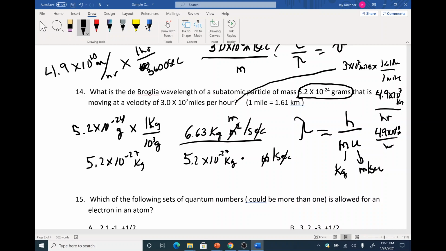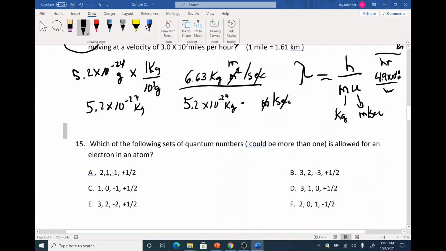But notice I had to do some contortions. My velocity has to be in meters per second, not kilometers per hour or miles per hour. And I also have to put my weight in kilograms. So there's some things to make sure you work through on 14 to be able to do de Broglie.